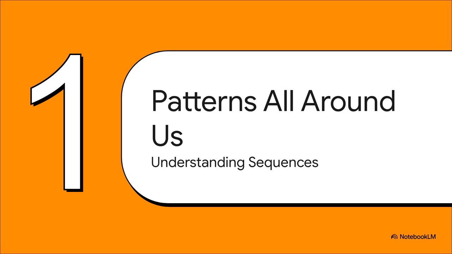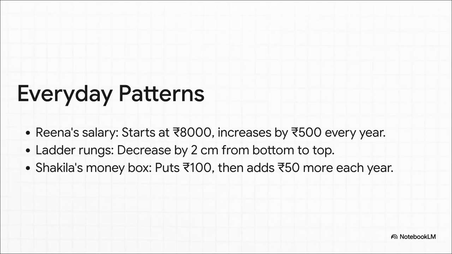Okay, patterns all around us. So, in our daily lives, we see so many things that follow a clear, predictable pattern. In math, we just call this a sequence. That's it. So, look at these examples. They're probably right from your textbook. Reena's salary. It starts at 8,000 rupees and goes up by 500 every year. See? A pattern? Or the ladder rungs. They decrease by 2 centimeters each time. Or Shapila's money box. She puts in 100 rupees, then adds 50 more each year. Notice how each number follows the one before it, all based on one simple rule.